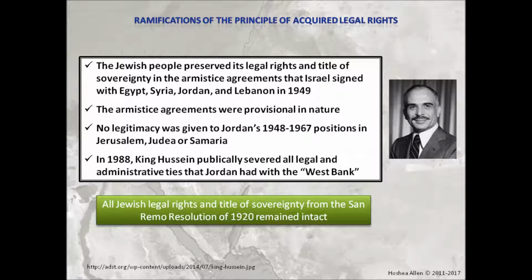And therefore, when the State of Israel captured the Sinai Peninsula, Gaza Strip, West Bank, Golan Heights, and the Holy City of Jerusalem in 1967, it was merely taking control of territory that it was already legally entitled to under international law in the first place.